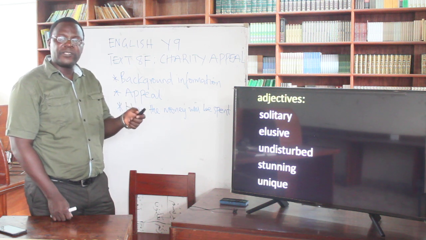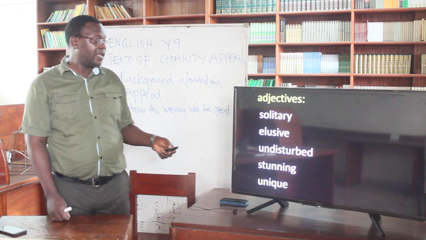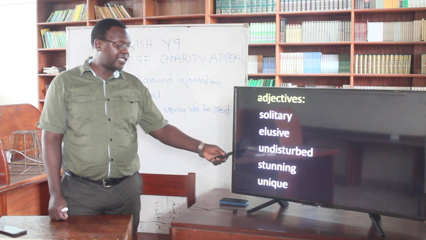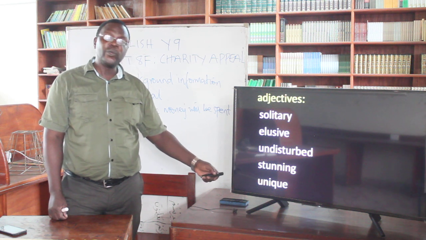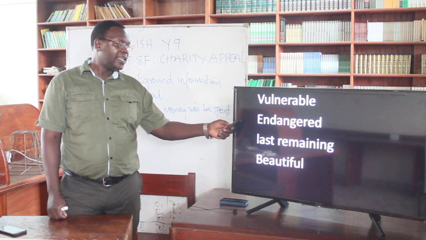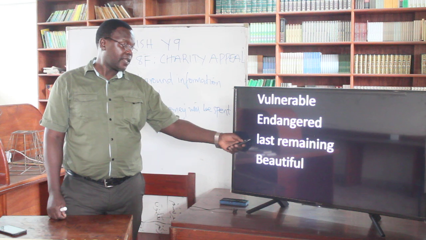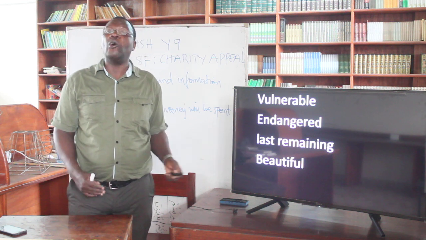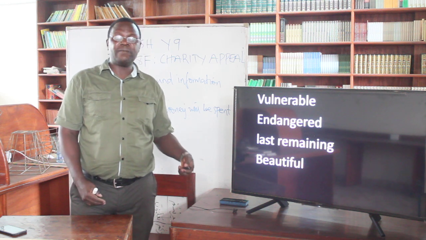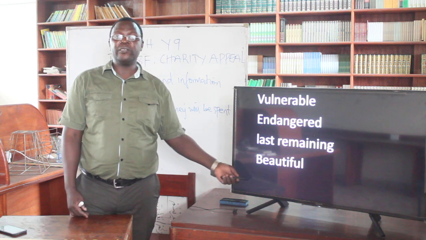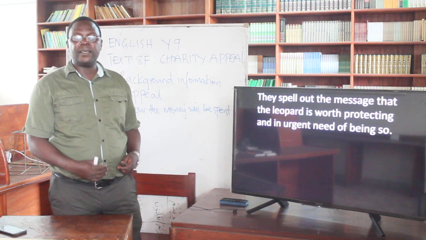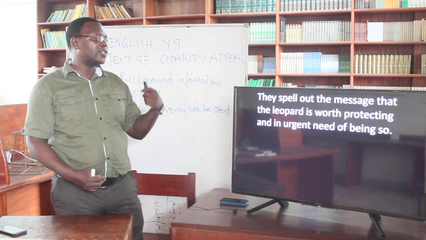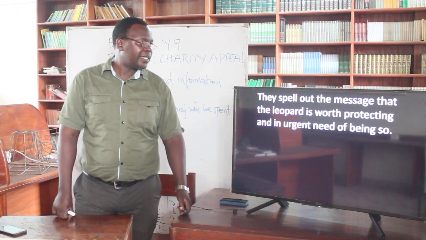It's a word that describes a noun. It gives a description. So the snow leopard is described as being solitary, elusive, undisturbed, a stunning creature, unique. But it is vulnerable, it is endangered. Last remaining is a phrase, it's not one word, so we call it adjectival. If it was an adverb, we call it adverbial. This is adjectival. Beautiful is an adjective. The reason why they are used here is that they spell out the message that the leopard is worth protecting and is in urgent need of being so.